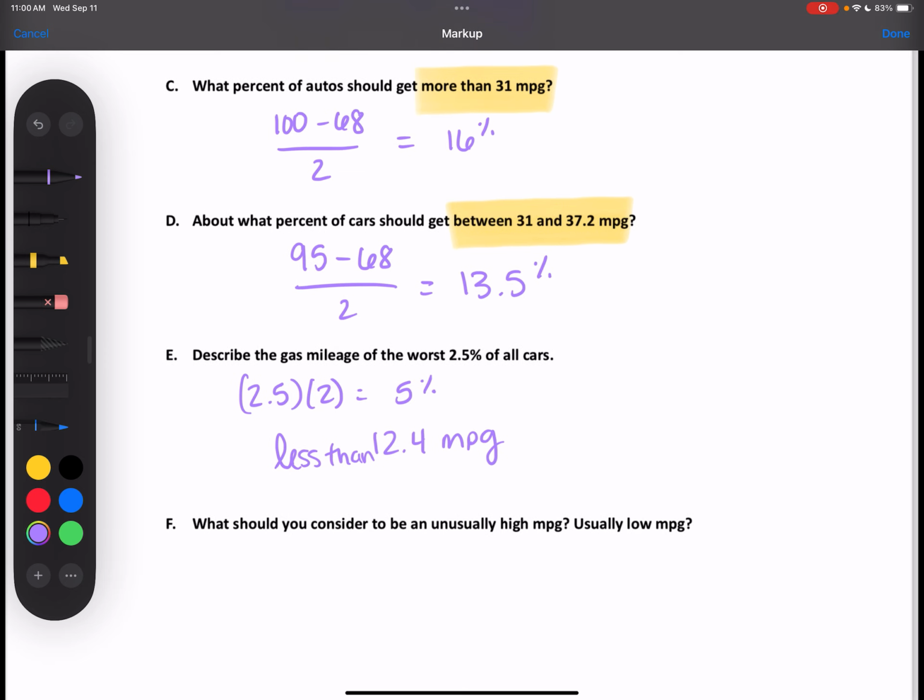All right, what should you consider to be unusually high miles per gallon and unusually low? What do we consider unusual? Because of the jump from 68 to 95, more than how far away? More than 2. Okay. So more than 2 standard deviations is what we consider unusual in either direction. On the high side, approximately 37.2 miles per gallon or more would be unusual. On the low side, what would it be? 12.4, right? Or lower? Yep, 12.4 miles per gallon or less.